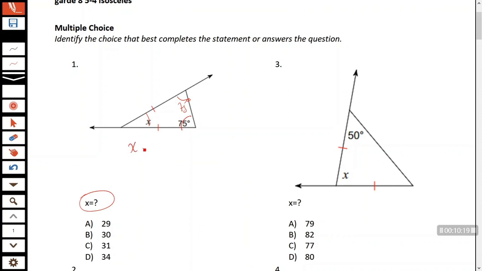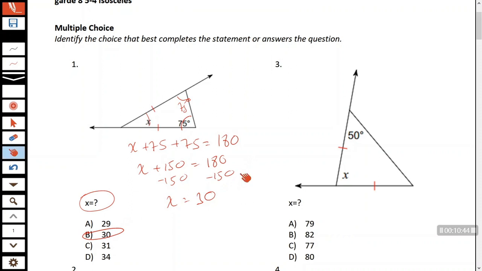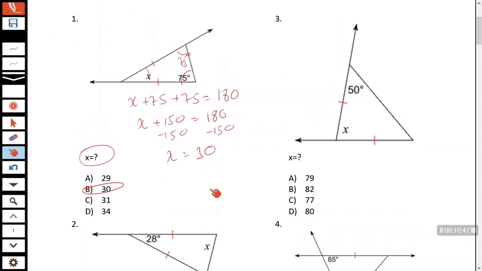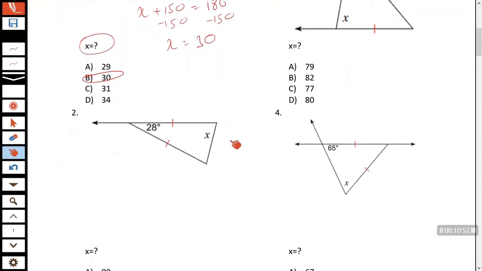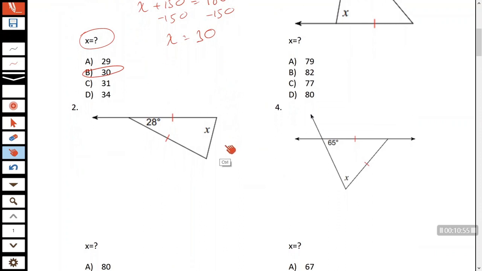So how can we find this value of x? If you remember, the sum of the interior angles of a triangle is 180. So x plus 75 plus 75 is equal to 180. 75 plus 75 is 150 right here. So 180 minus 150, x equals 30. So the answer is B. This is question 1, and it was an easy one.